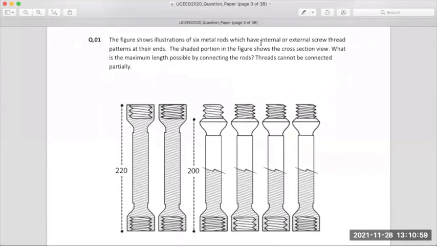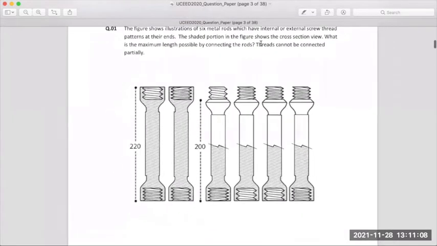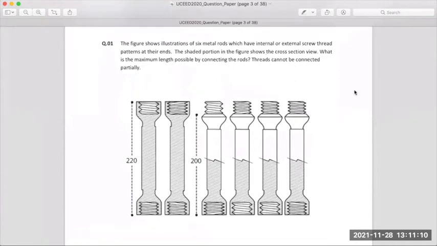This is a UC 2020 question paper, and here you are given these 6 metal rods, 1 2 3 4 5 6. You can see they're differently colored. The hatch pattern shows what the rod looks like when it is cut in half. There are these internal grooves which are shown here. That's why it is cut in half.